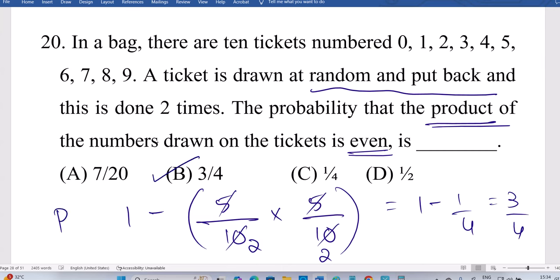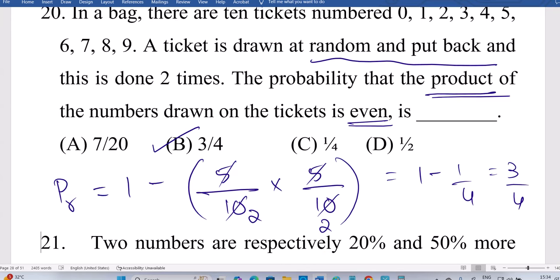Probability of success is 1 minus probability of failure. I am doing failure: product as an odd number. So why can't you do directly for even number? Then I have to take numerator 3 things: both are even, one even one odd, that is first even second odd, first odd second even, like that. All combinations I have to try. Instead, we are doing both are odd number, then product will be odd. So 1 minus probability of failure. So 3 by 4 is your answer.